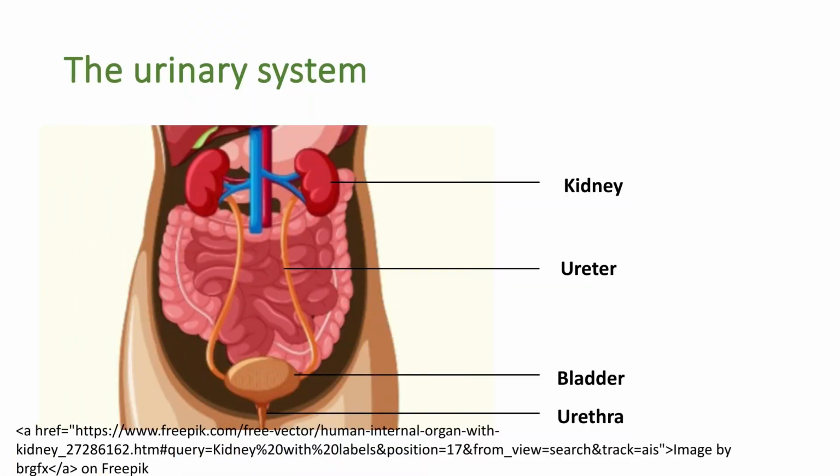So which organs are responsible for urine? The urinary system consists of 2 kidneys which filter the blood, 2 ureters which transport urine to the bladder, a bladder which stores urine temporarily until you urinate, and a urethra which removes the urine out of the body.